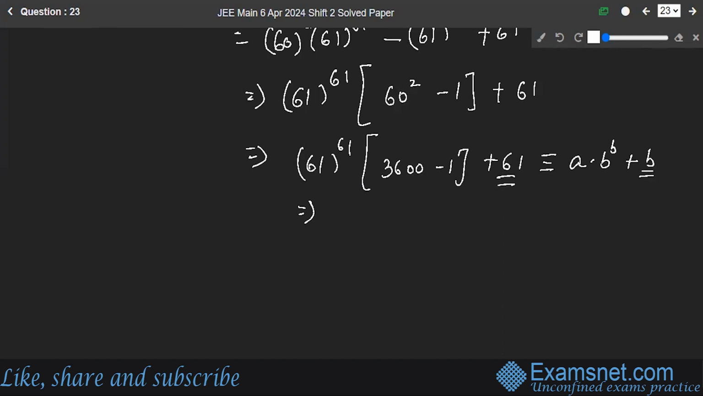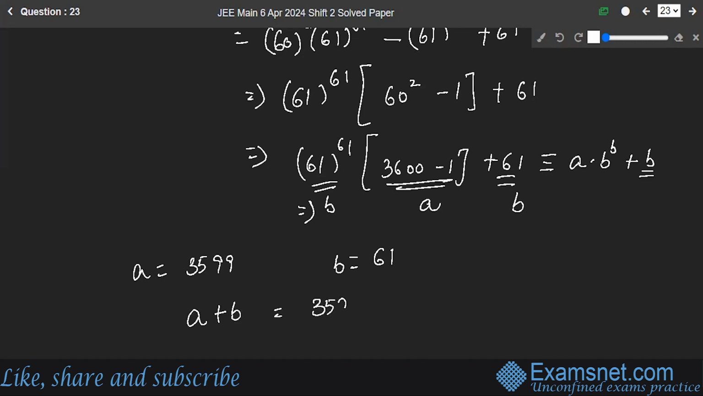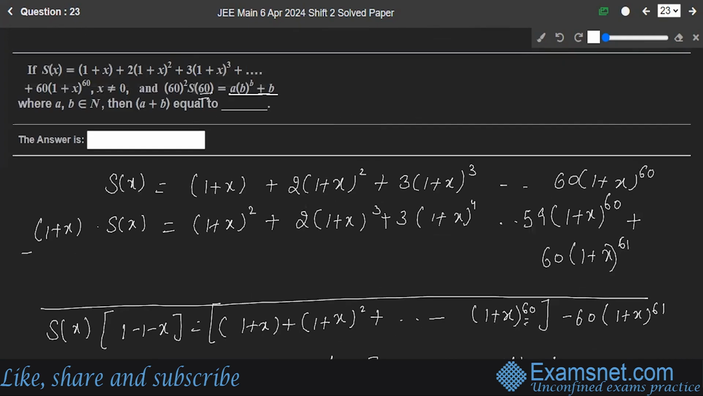So here your b is equal to this, and this is your a. Okay, this is your a, and this is your b, right? So that means a is equal to 3599 and b is equal to 61. You have to add them, a plus b. This is what you need to find out, and this is the right answer, 3660. This is the right answer to the question, 3660. Hope you got that. Let's move to the next question.